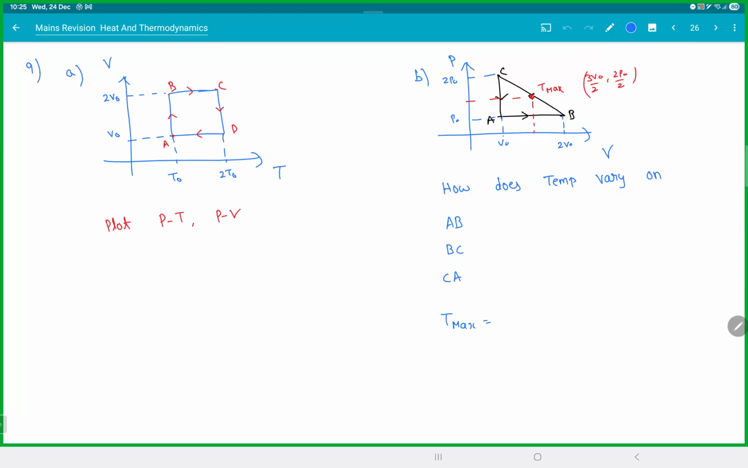We have a VT graph. Plot the PT graph and PV graph. We have a PV graph. How does the temperature vary from A to B, B to C, C to A, and what is the maximum temperature?